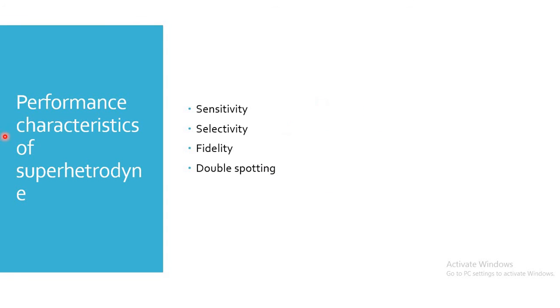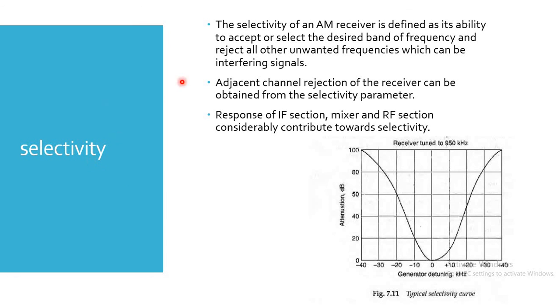Then the next topic is the performance characteristics of the superheterodyne receiver. Now these four parameters define the performance of a superheterodyne receiver. First one is the sensitivity, then selectivity, fidelity and the double spotting. What is selectivity? Selectivity of an AM receiver is defined as the ability to accept or select the desired band of frequency and to reject all unwanted frequencies which can interfere with the signals.